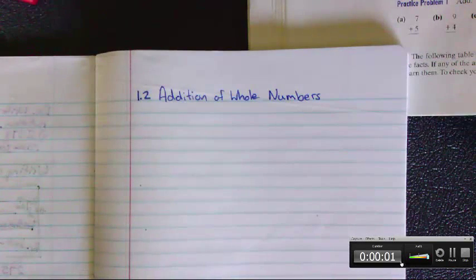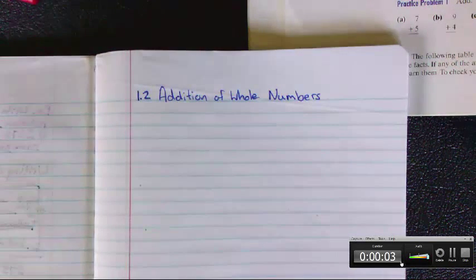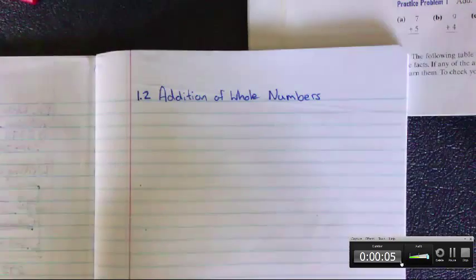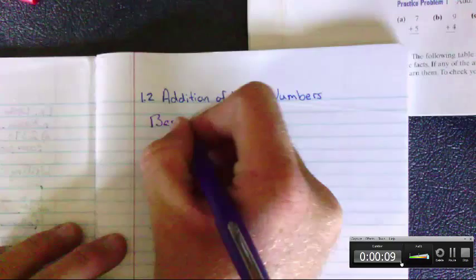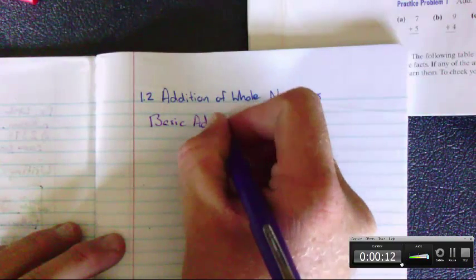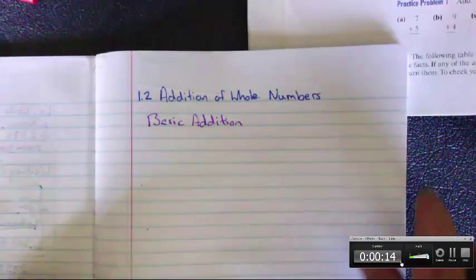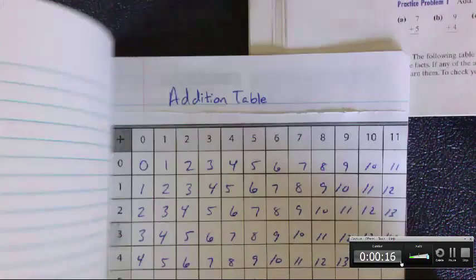Okay, today's section, guys, is 1.2, addition of whole numbers. We're just talking about basic addition. We're going to start off with simple addition facts, which is about your addition table that you created.